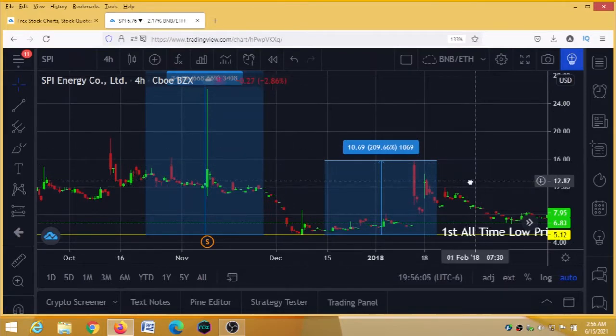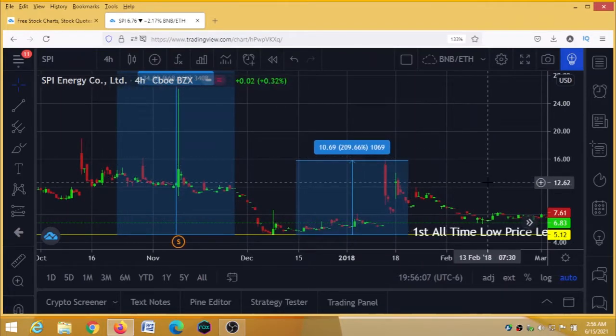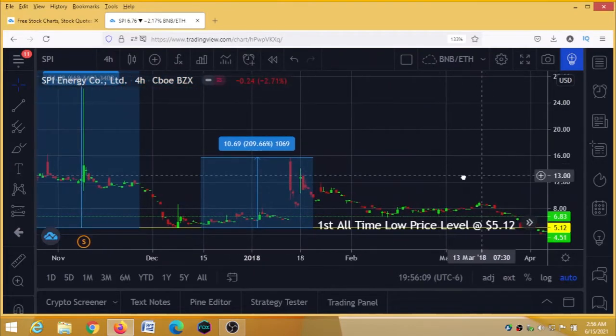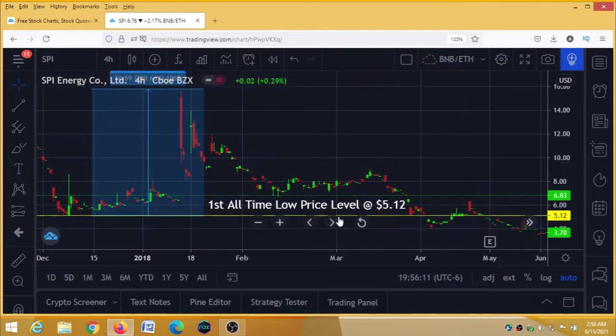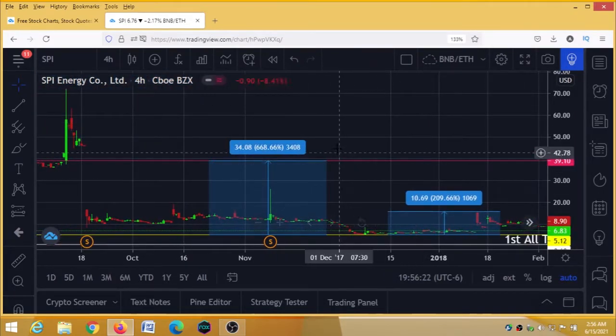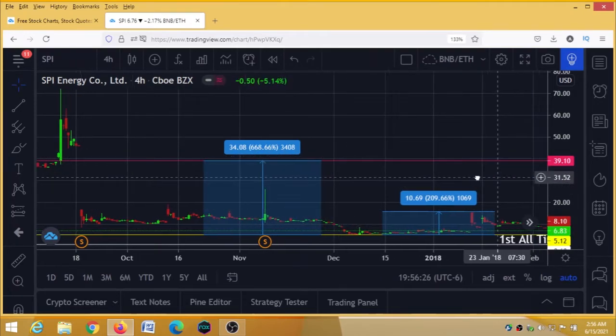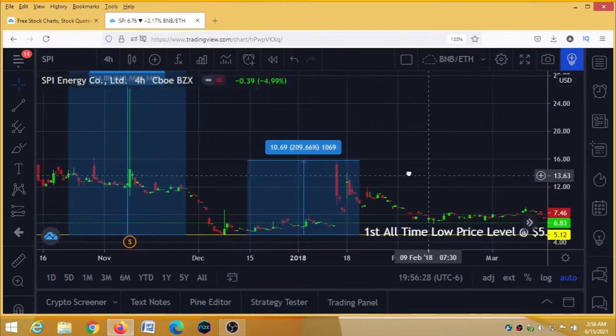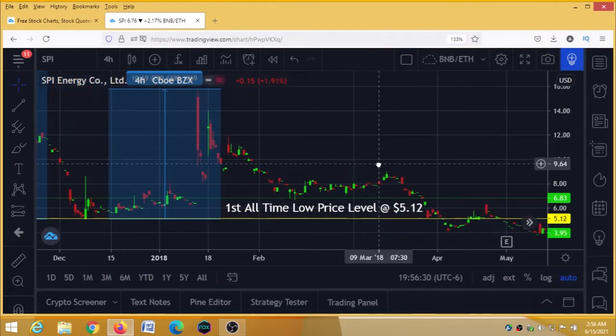Right here, look right here again. As you can see, price action formed the first all-time low price level at $5.12, which is a 668% gap between the bottom price level and the first all-time low price level. As you may already know, the all-time low price level is the lowest price level on the entire candlestick price chart data at any given time.